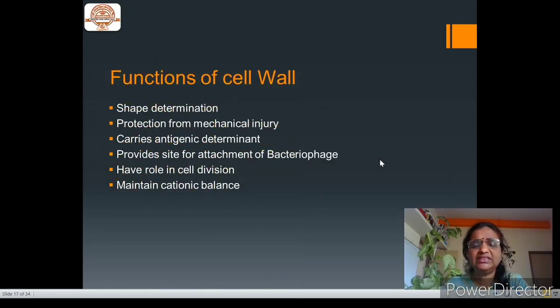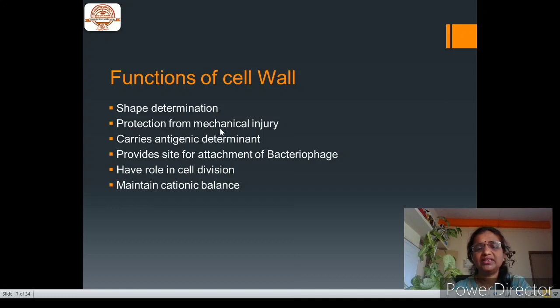Now the cell wall is functionally very important because it protects the cell. It is a protective part of the cell. It gives protection against mechanical injury. That is an important function of the cell wall. Next function is that the cell wall is a shape determining component. Suppose we remove the cell wall, the cell loses its shape.